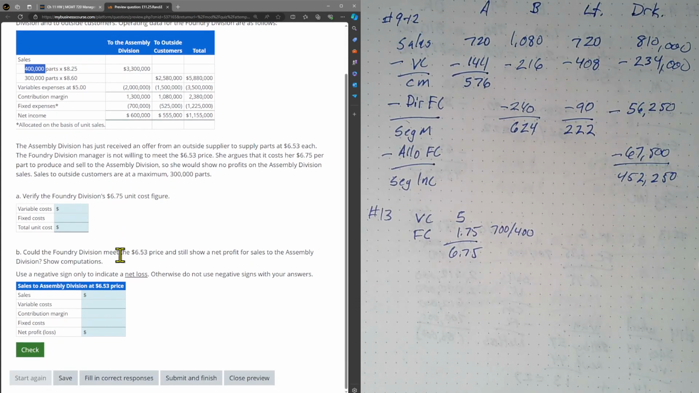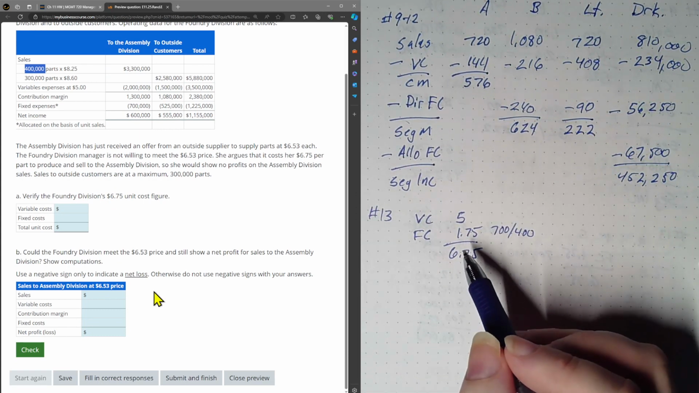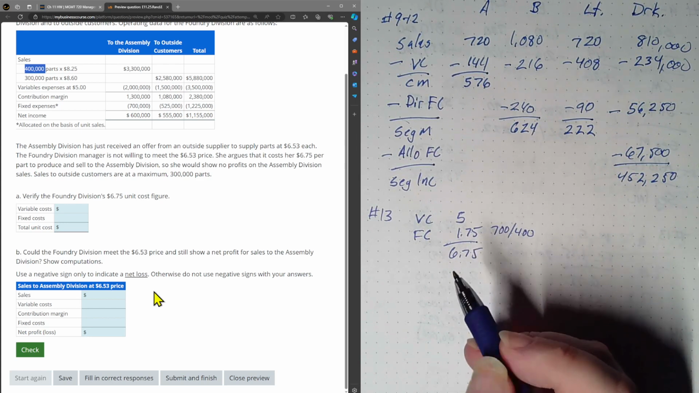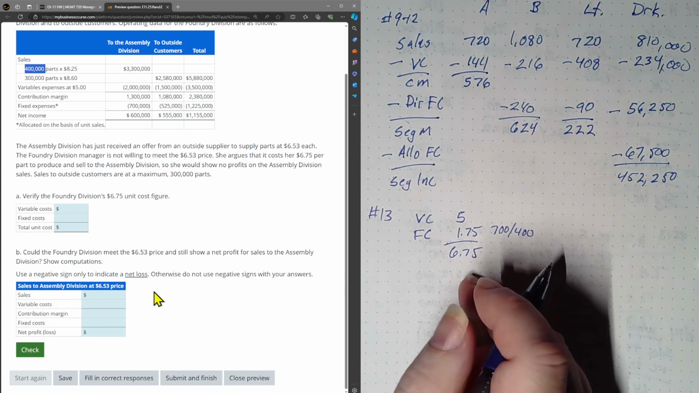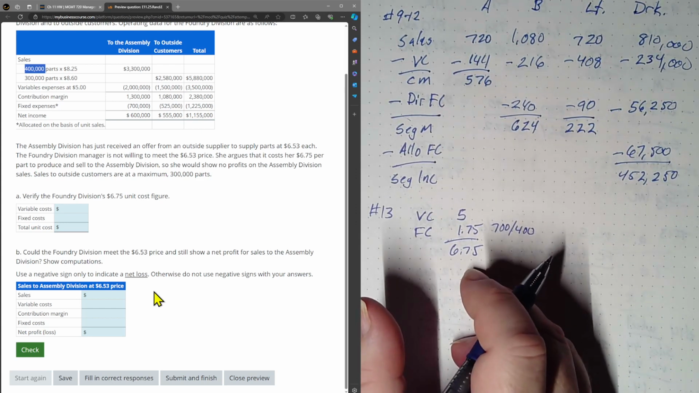And then they say, could the foundry division meet the $653 price? So, you may wonder, any lower than $675 and we're losing money. We can't, our variable costs are $675. So therefore we need a minimum of $675. Remember I said that's the floor.